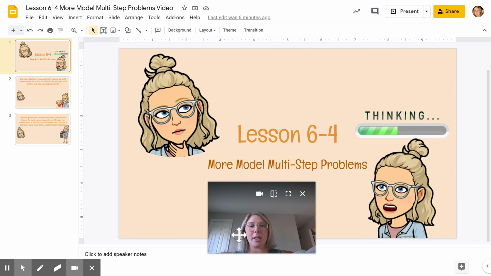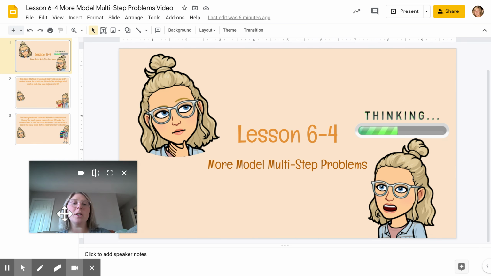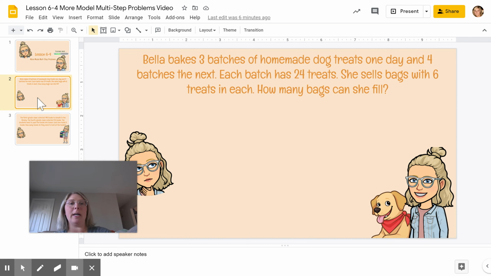Today we are going to be working on lesson 6.4, which is more modeling for multi-step word problems. So let's take a look. Make sure you have your notebook nearby.